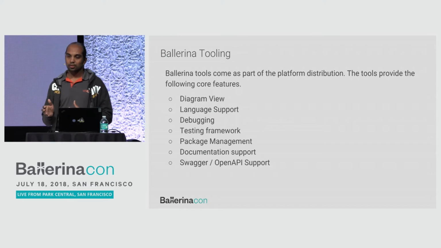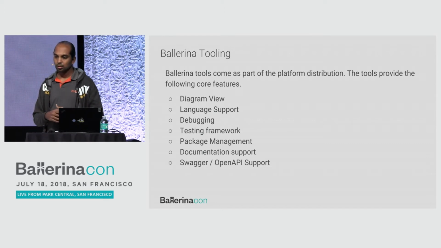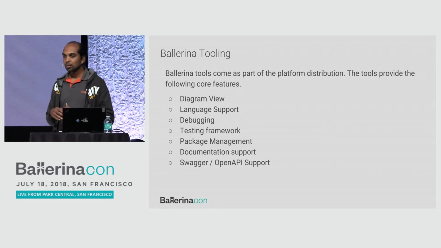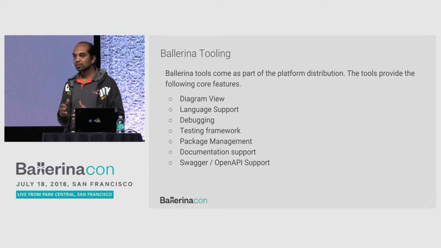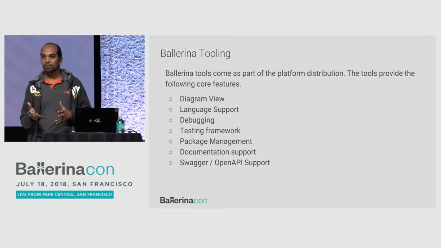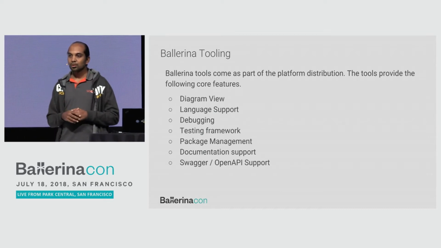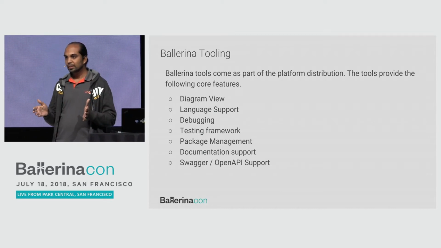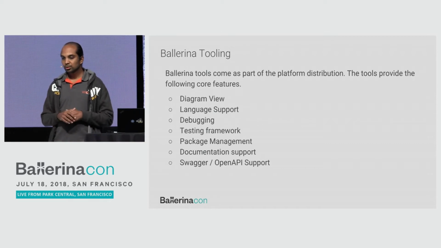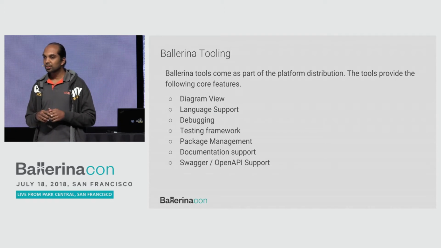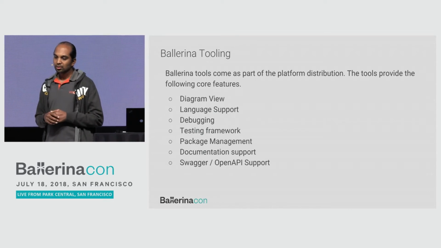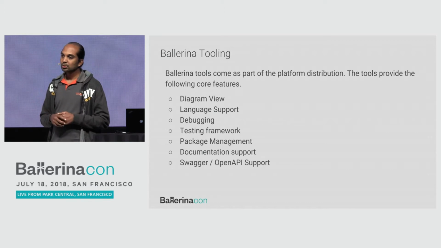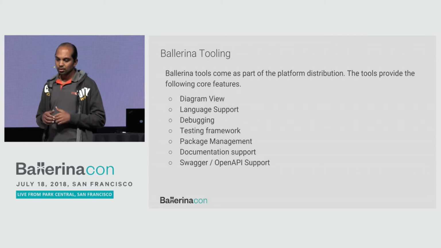If we look at the core features of the tooling, we can summarize them into these points. First, and the unique feature in Ballerina, is the diagram view. And also we have the language support and debugging. As of now, all the editors have debugging support, including the plugins. We already covered the testing framework in the previous talk. And we also have package management, documentation support, and special support for Swagger and OpenAPI integrations.